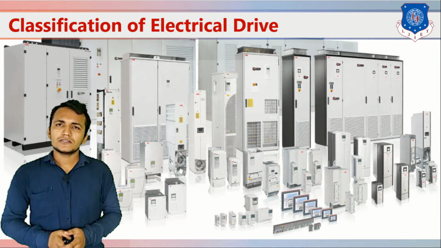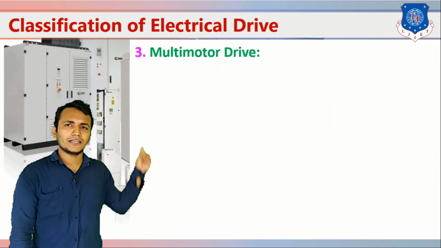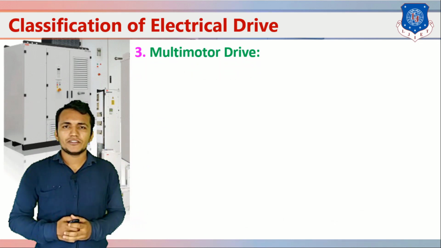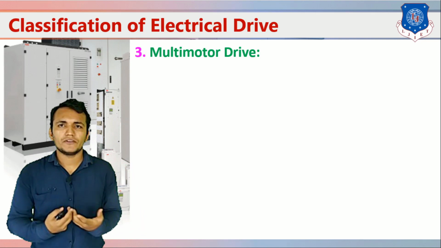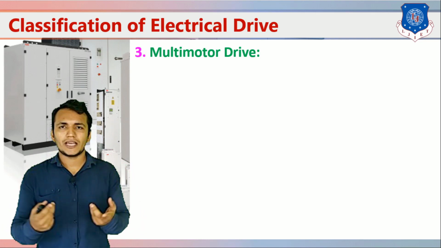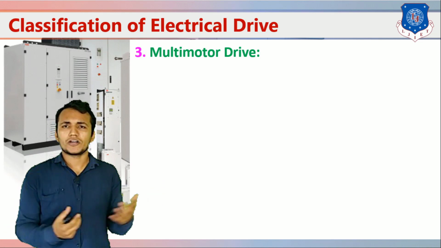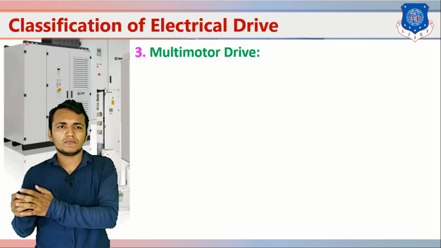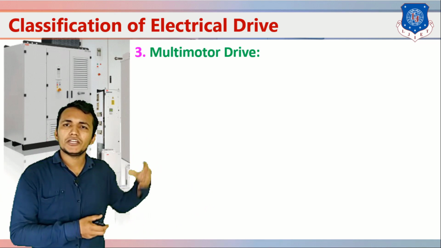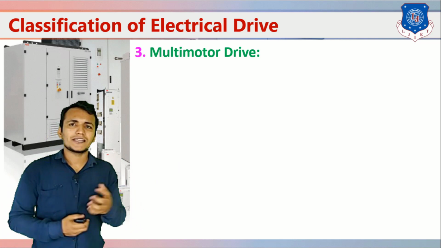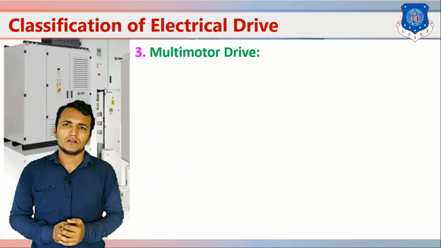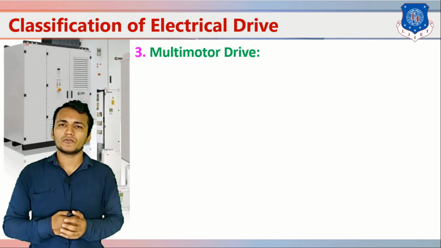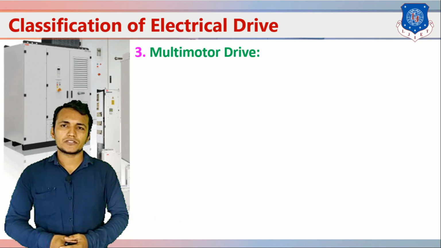Now we have to discuss the third type, that is the multiple motor drive. If we see the definition for multiple motor drives, then different motors are connected on a big conveyor belt. Then a lot of motors can be driven by an individual drive system. So we can say that is a multiple motor drive system. If our load is very big in size, at that time we require a multiple motor drive system.